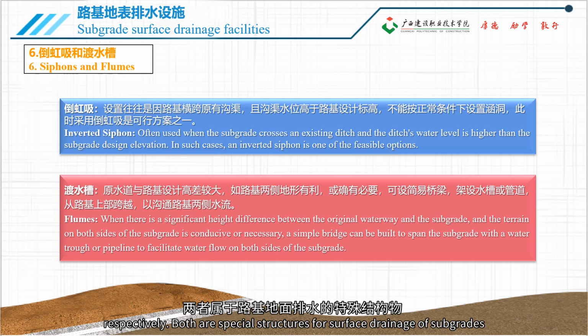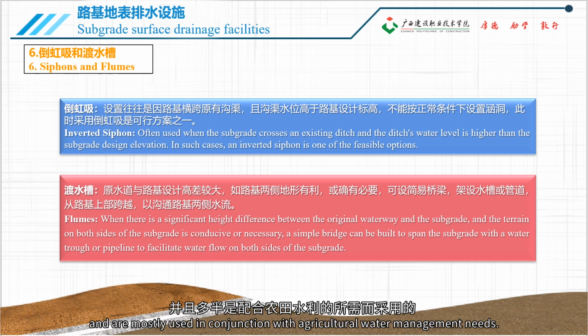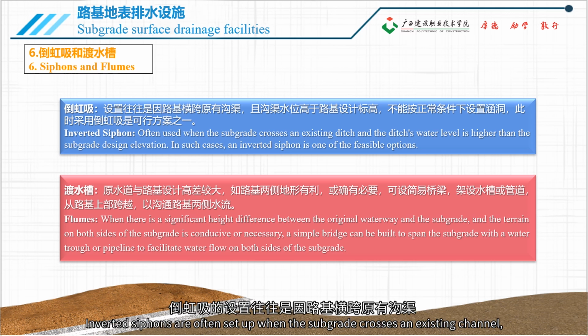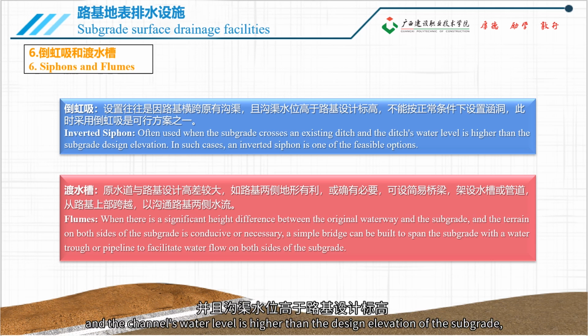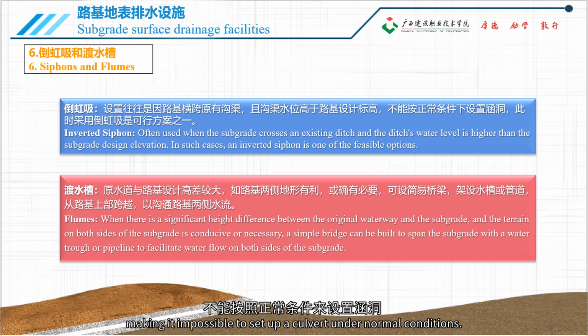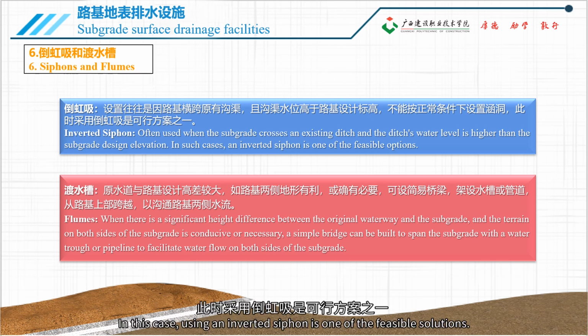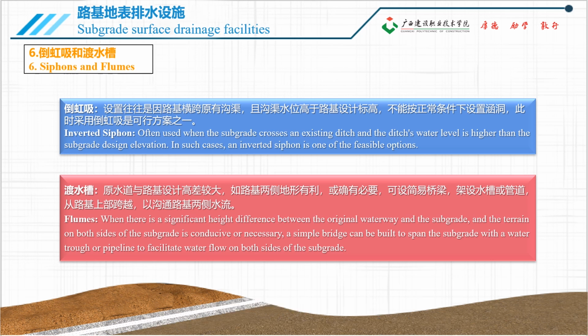Both are special structures for surface drainage of subgrades and are mostly used in conjunction with agricultural water management needs. Inverted siphons are often set up when the subgrade crosses an existing channel, and the channel's water level is higher than the design elevation of the subgrade, making it impossible to set up a culvert under normal conditions. In this case, using an inverted siphon is one of the feasible solutions.